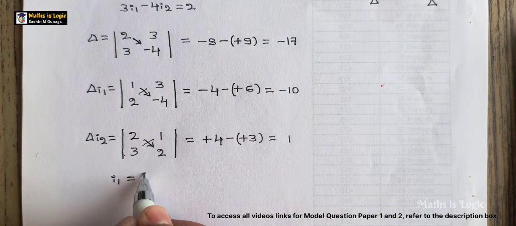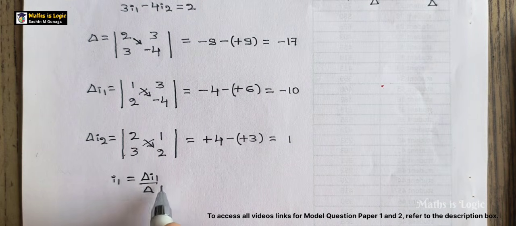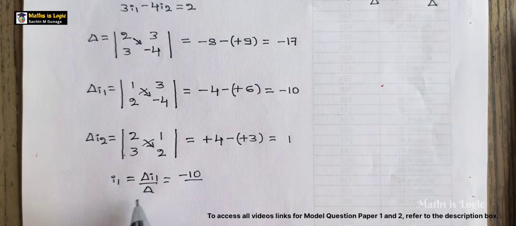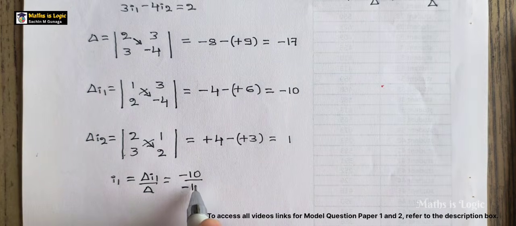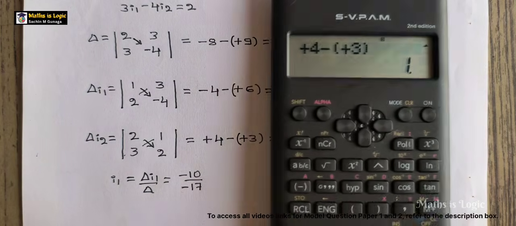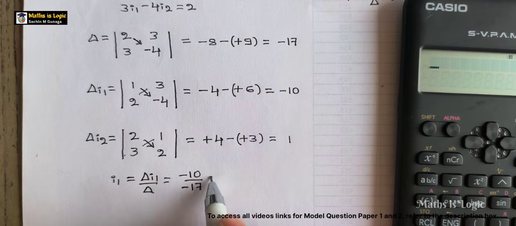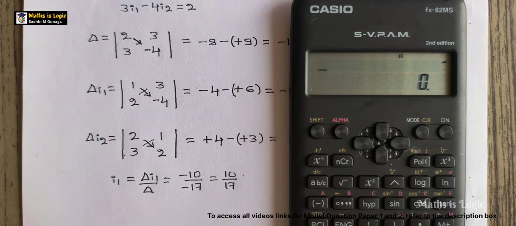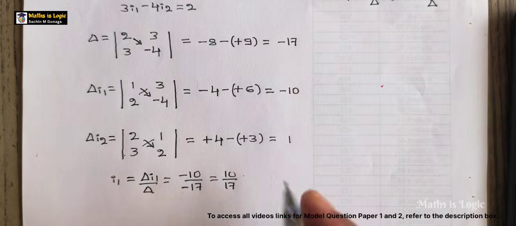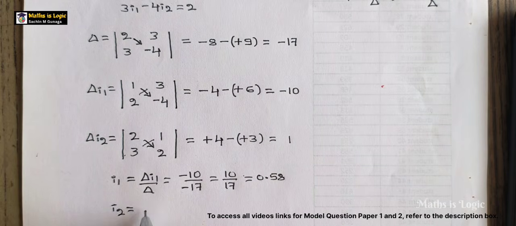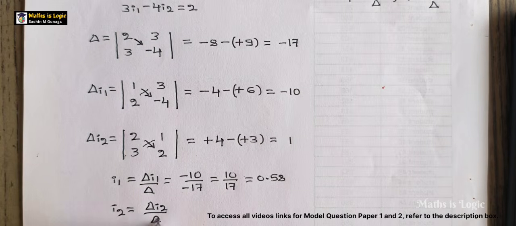What is the formula for I1? Delta I1 divided by delta. Delta I1 is minus 10 divided by the delta value, minus 17. This is the final answer, or else we can use the calculator. Minus divided by minus is plus, that is 10 divided by 17. So it is 10 divided by 17, 0.58. Next, I2. The formula is delta I2 divided by delta.